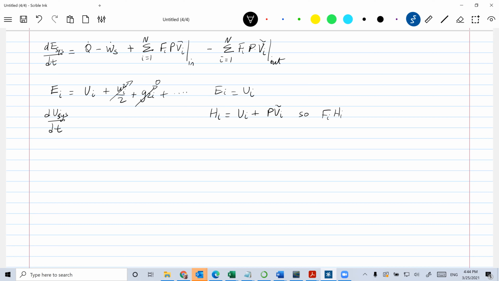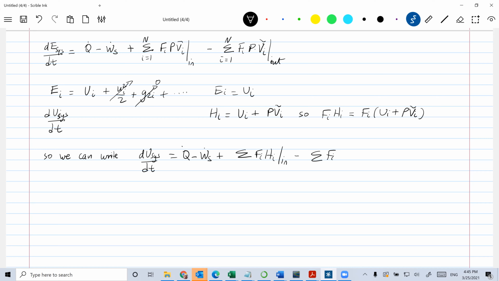So Fi Hi is this. We're just simplifying it. So we can write dU/dt is the rate of heat, minus shaft work, plus the summation of Fi Hi in minus the summation of Fi Hi out. This is the molar flow rate times the enthalpy of each species. So these are the molar enthalpies.